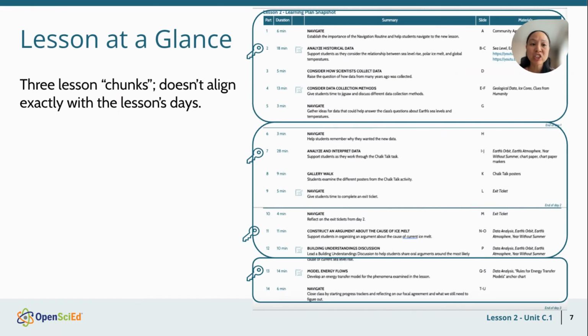There are 3 lesson chunks over the course of the 3 days of lessons, and these lesson chunks do not exactly align with the lesson days. The key symbols mark some critical parts of the lesson that I will describe in more detail shortly.